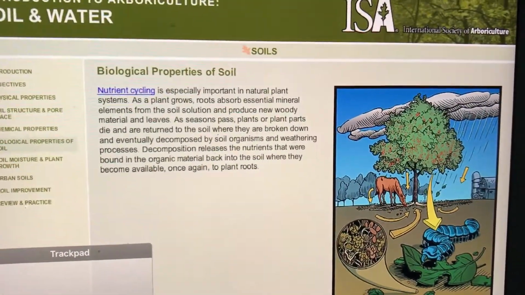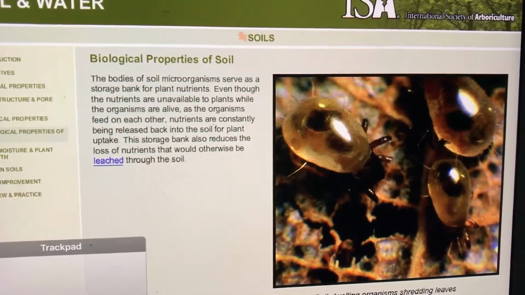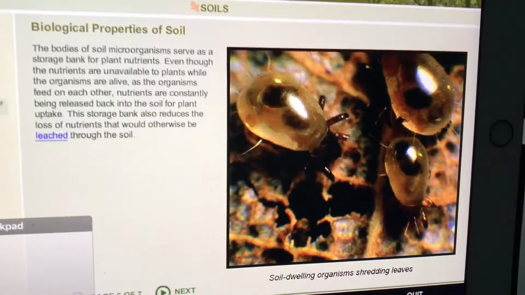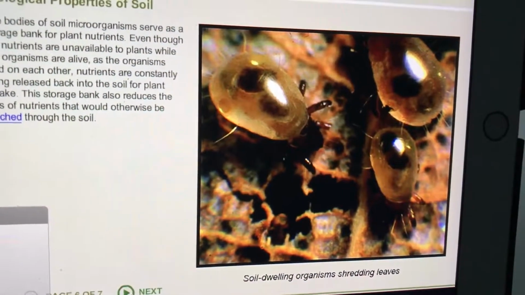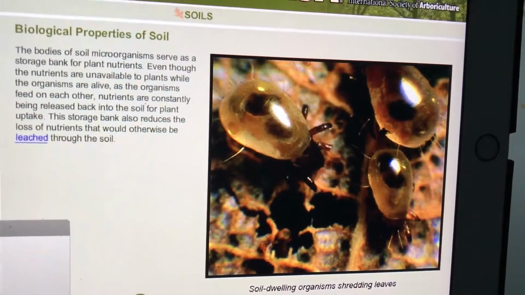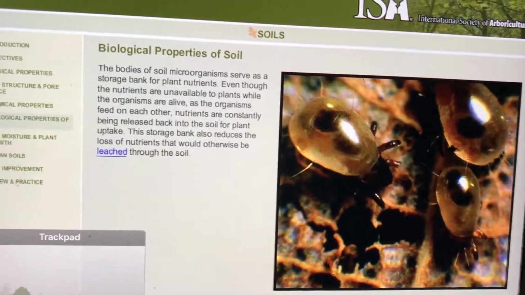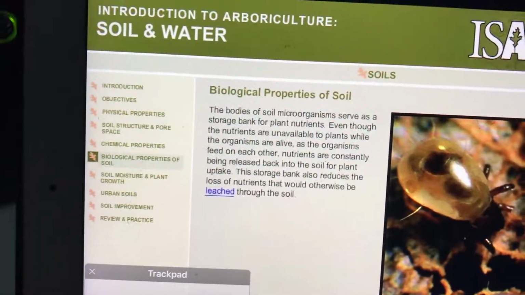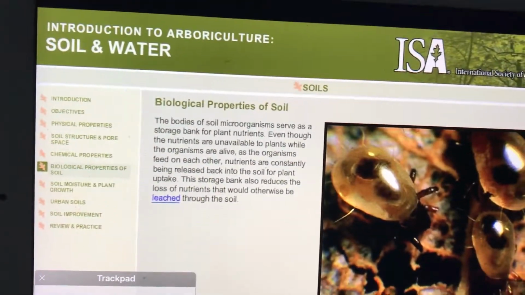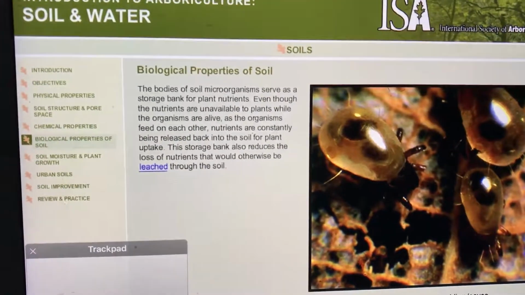again to plant roots. The bodies of soil microorganisms serve as a storage bank for plant nutrients. Even though the nutrients are unavailable to plants while the organisms are alive, as the organisms feed on each other, nutrients are constantly being released back into the soil for plant uptake. This storage bank also reduces the loss of nutrients that would otherwise be leached through the soil.